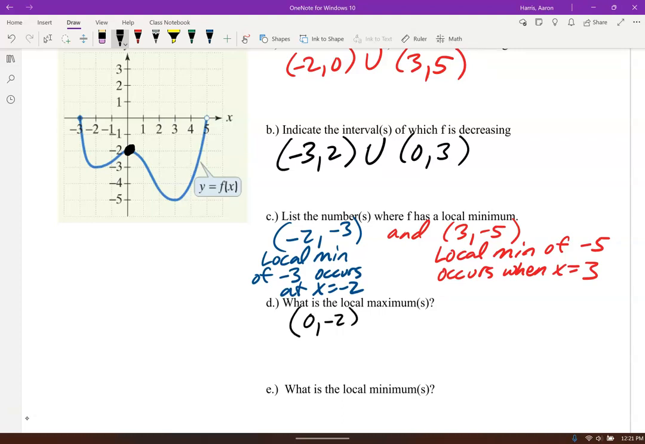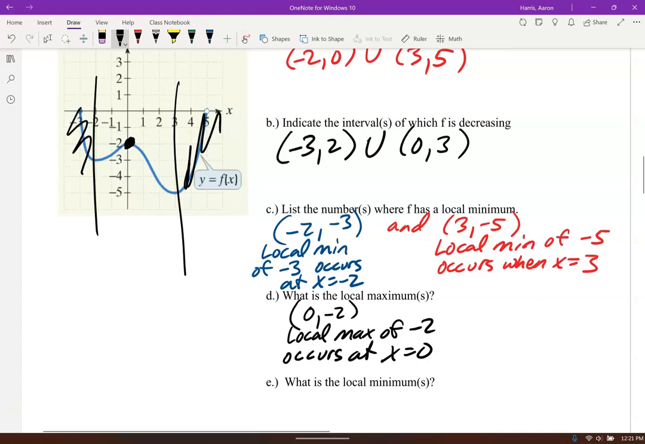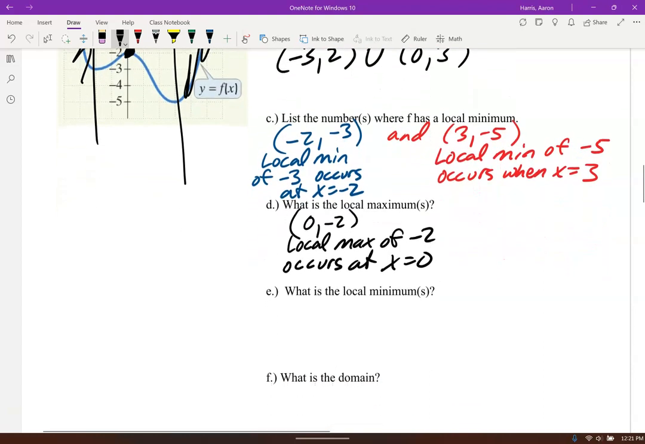It's the highest point in the area, right? In other words, just look in this area. That's the highest point in the area. So top of a hill. (0, -2) is the local maximum or relative maximum. So it has a local max of -2, the y value, and it occurs at x equals 0. So the local max is -2.